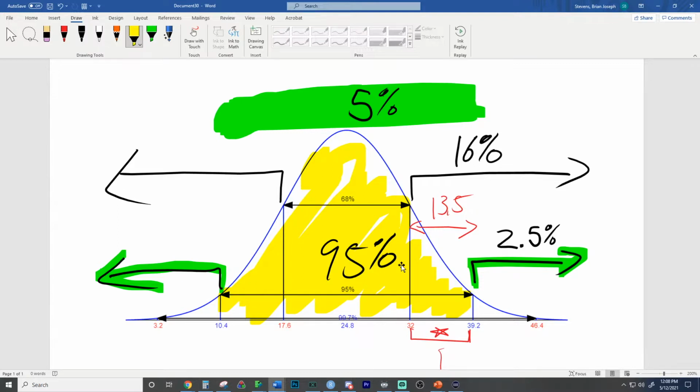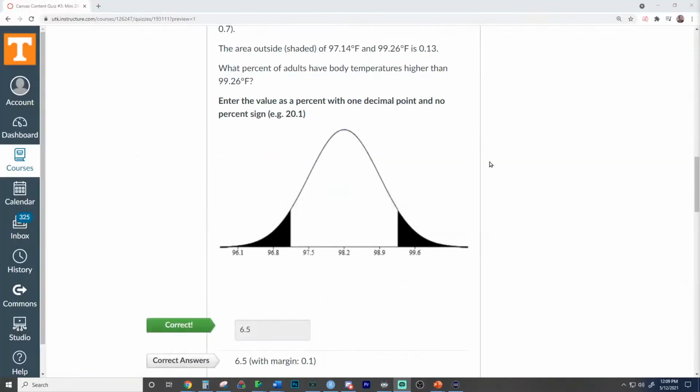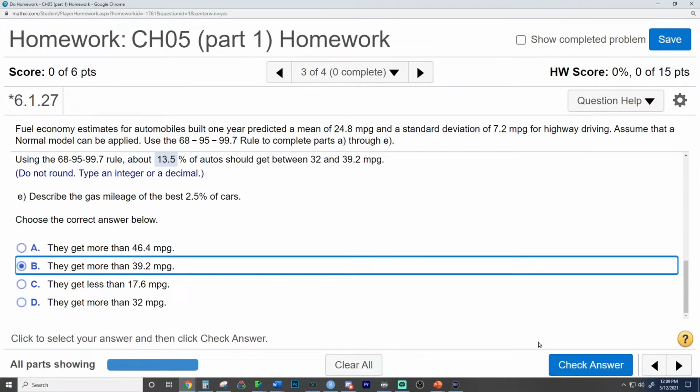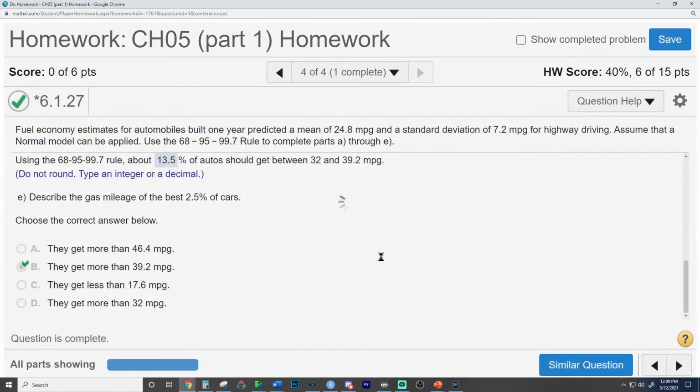The best 2.5, exactly. And the best 2.5% of cars is at 2 standard deviations above the mean. So that's 2 standard deviations above the mean right there. So 39.2. Great job. I'm just going to lose track of the quiz. 39.2. That's got it. And great work.